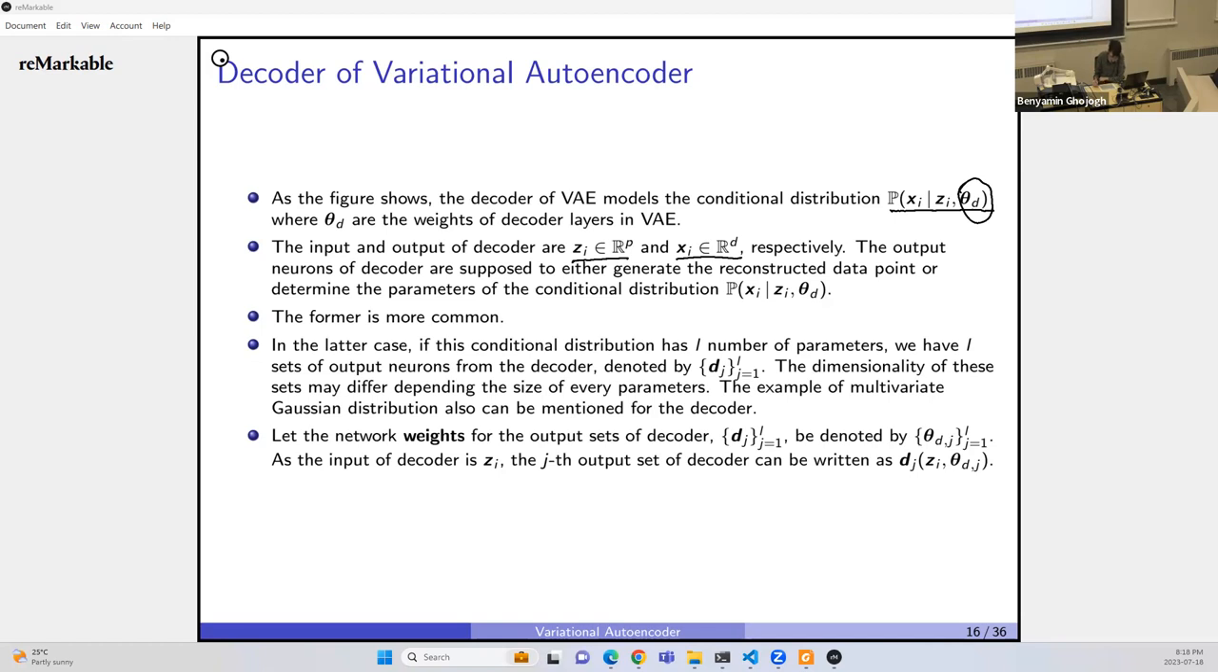Then the output neurons of the decoder are supposed to either generate the reconstructed data point or determine the parameters of the conditional distribution. So for the decoder we have two variants in the literature. Either it gives me the output, which you can consider as xi hat, the reconstruction, or you can treat the decoder similar to the encoder. It can output parameters of some distribution p of xi given zi, and then you sample xi from that distribution. The former is more common; usually it only outputs xi. In the latter case, we have several sets of parameters.